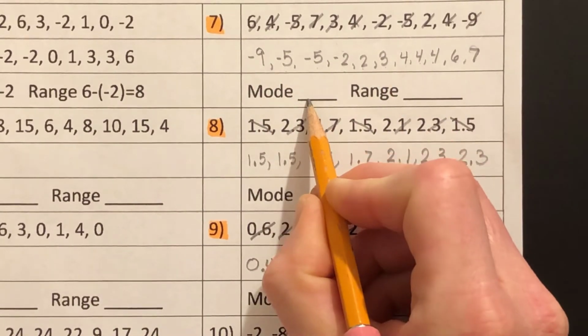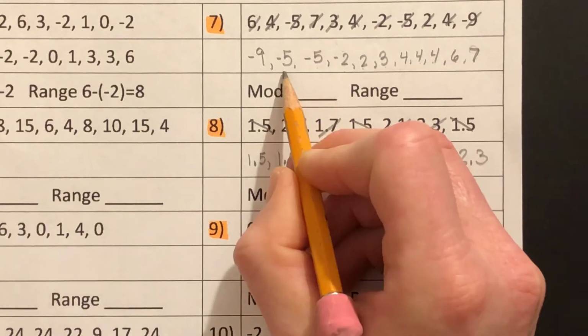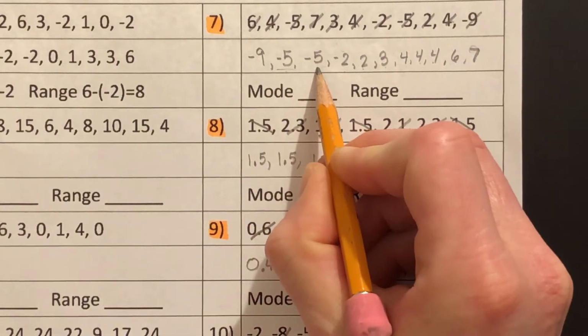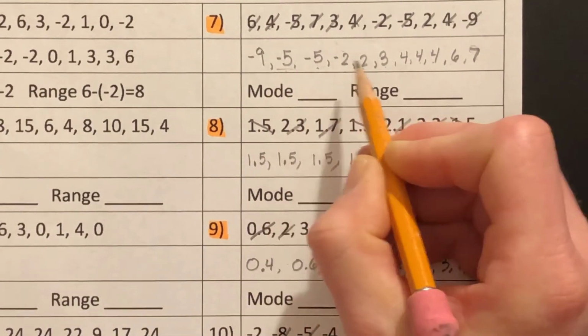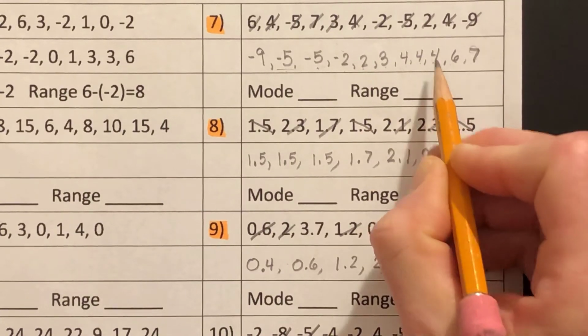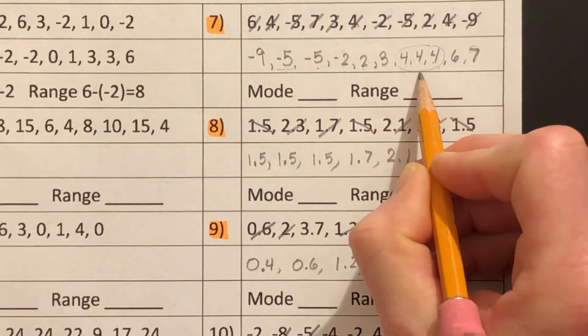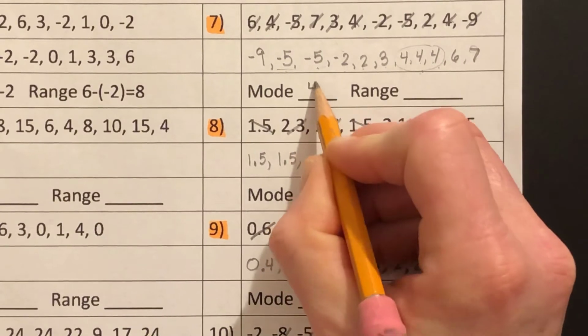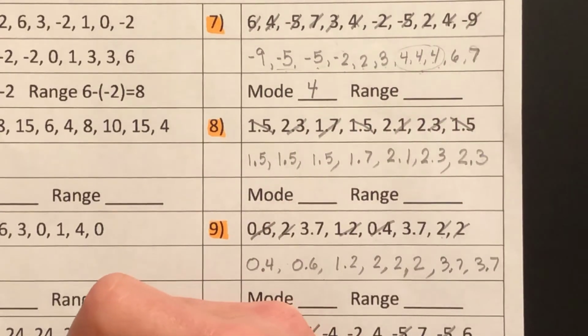The mode is the one that occurs the most often. I notice there are 2 -5s, but hold on, because there are 3 4s. So 4 is your mode, because that's what you see the most of, not -5.